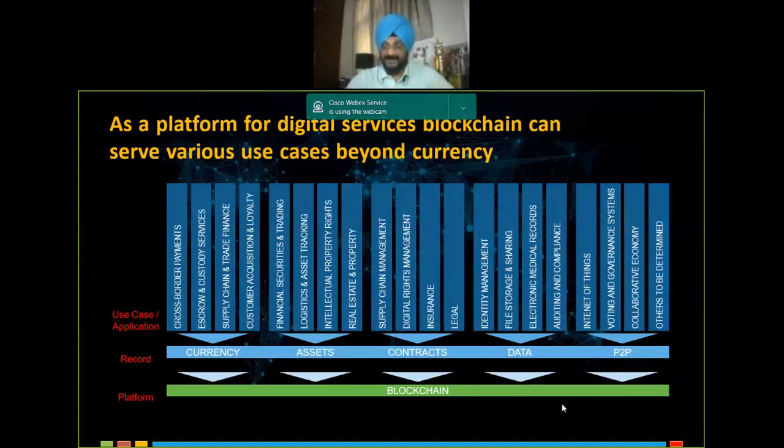So blockchain, in a sense, can be used as a currency. It can be used as an asset. It can be used as contracts, smart contracts. It can be used as data and peer-to-peer. So there are huge applications of blockchain today. Right, Dr. Lee? Okay.